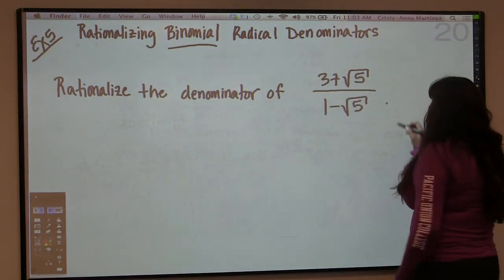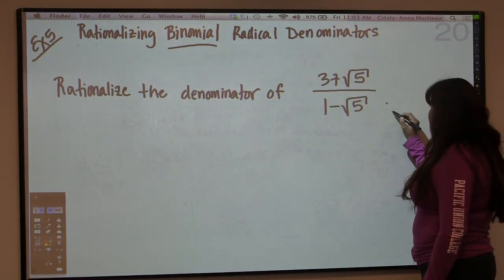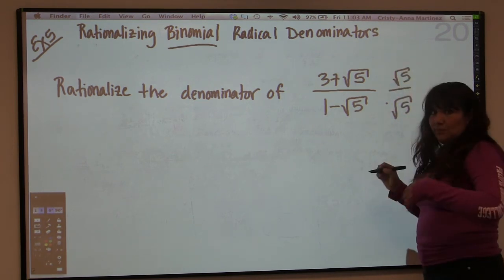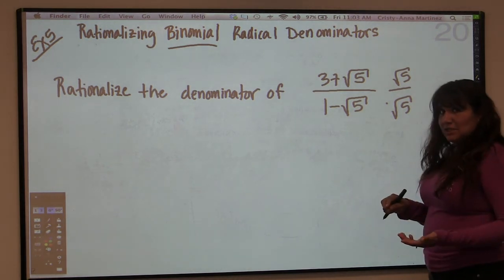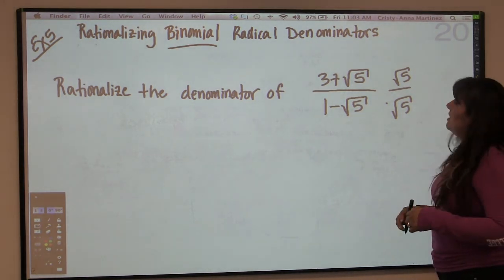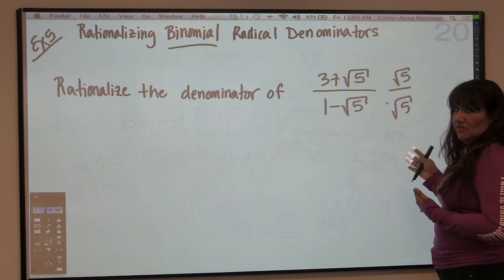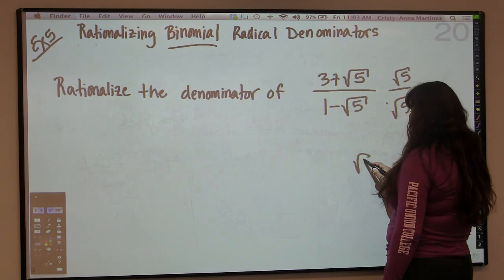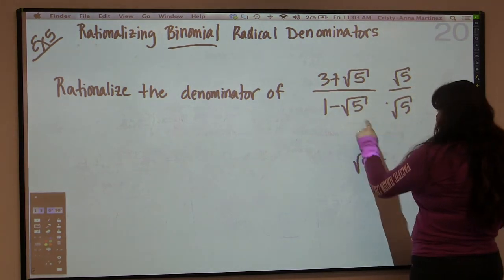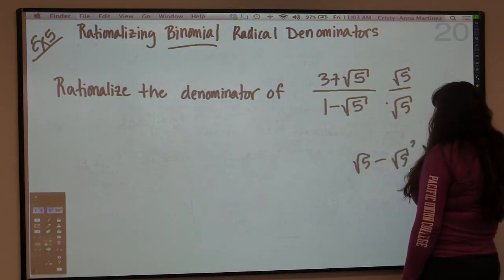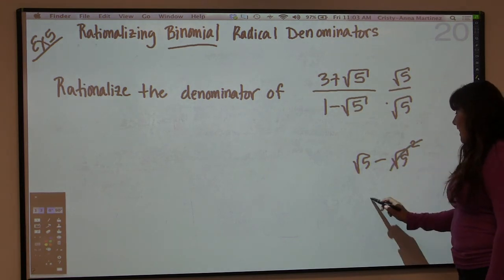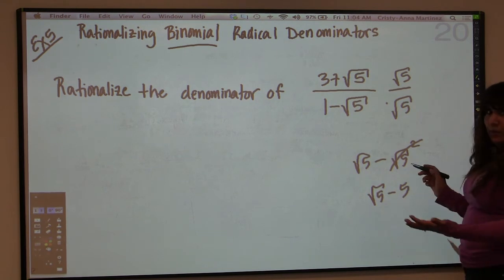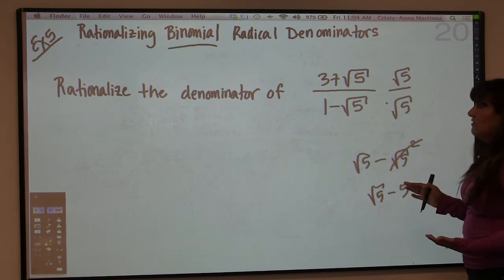But I can't just multiply by root 5. If I multiplied by root 5 over root 5, which is what we did in the previous lesson... But in the previous lesson, you only had a monomial, one term. Now you have two terms. It doesn't work in this case because if I go root 5 times 1, I'm going to get root 5. And then if I go root 5 times root 5, I'm going to get root 5 squared. So it is true that this one will cancel, but I still have the root 5 minus 5 now. So there's still a radical there. So my point is that this is not going to work in the case of a binomial.